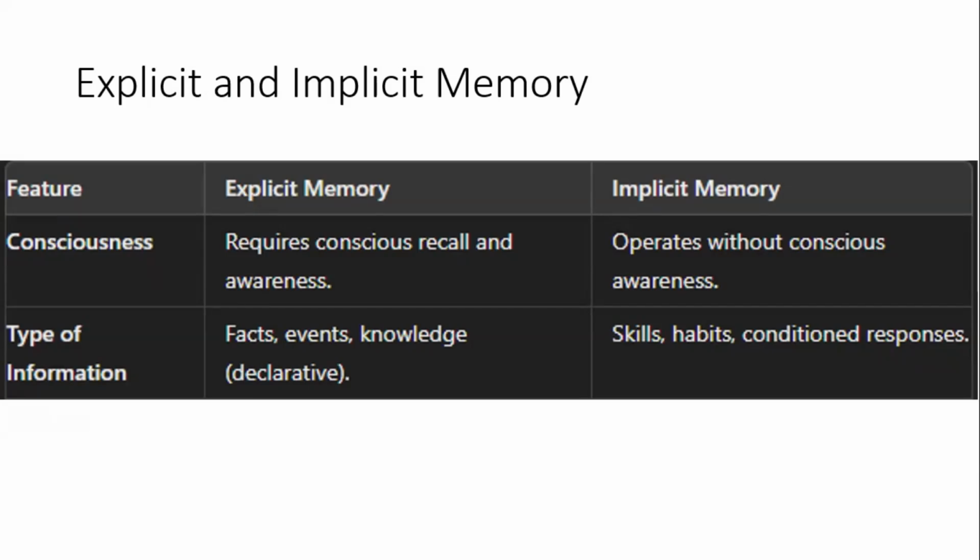And the same goes with explicit memory, but this one requires conscious recall. Remember the first time you started using a bicycle, the first day you actually learned to ride a bicycle, we would have used explicit memory. Like we only know the facts. We know that we will have to get onto the bicycle, pedal it, and somehow move forward.